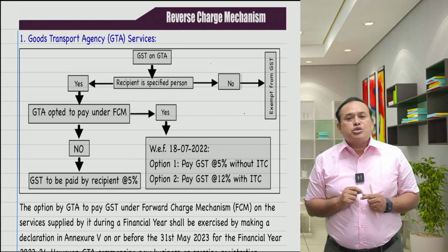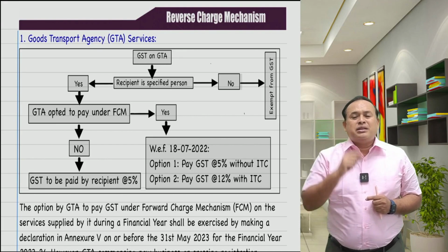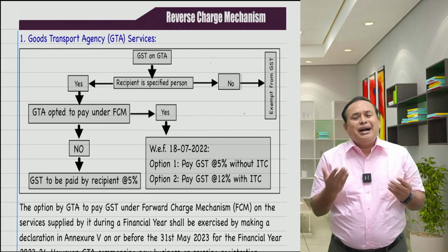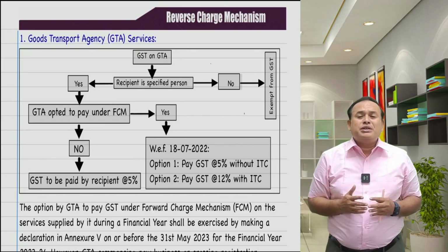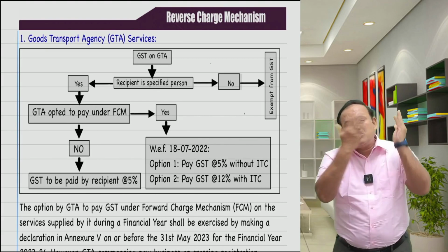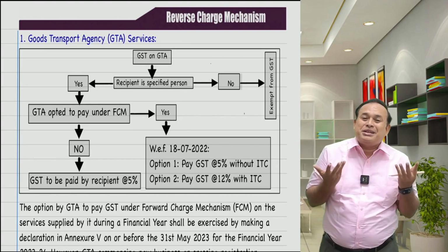When I say goods transport agency, he supplies goods. What type of goods supplied? Sir, agricultural produce supplied, sir. Agricultural produce transported by road by a goods transport agency. Why should we tax here? It qualifies for exemption. I am talking about taxable only.